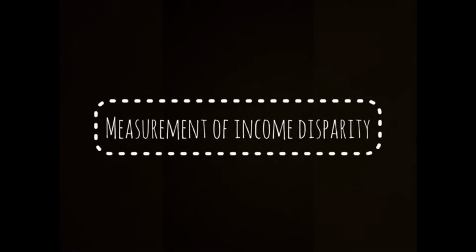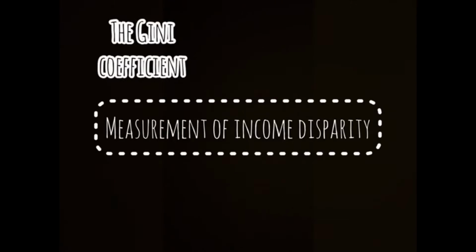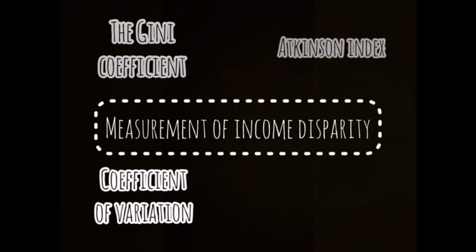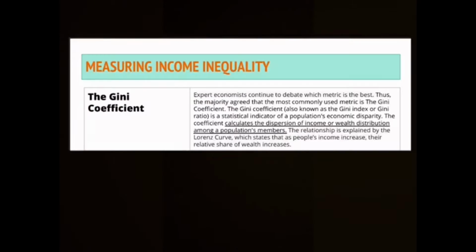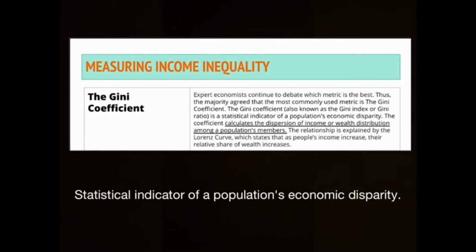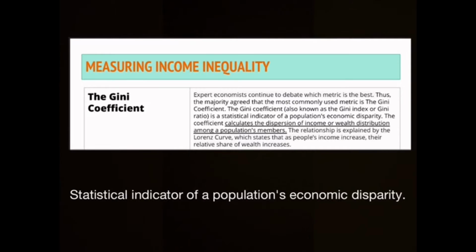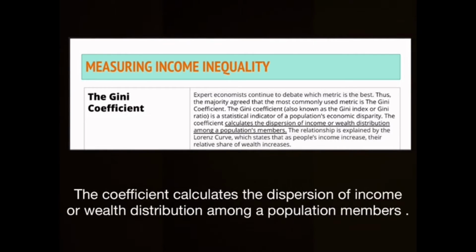Moving on to the measurement. How do we measure the income disparity? Well, there are actually some methods used by economists for the measurement. The first one is the Gini coefficient. The Gini coefficient is a statistical indicator of a population's economic disparity. The coefficient calculates the dispersion of income or wealth distribution among a population's members.